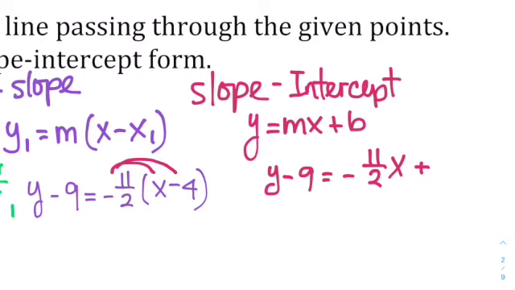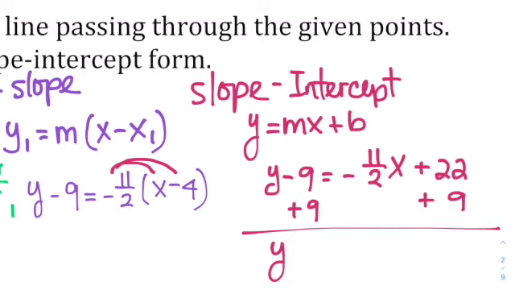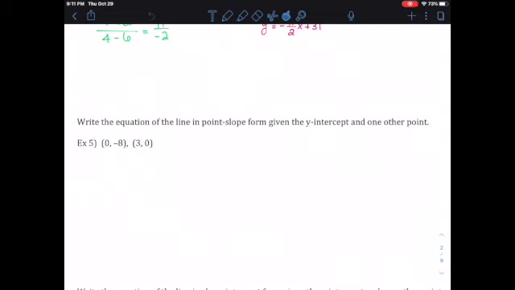You can cancel out if you want to, or you can multiply 11 times 4, which is 44 over 2. 44 over 2 is just 22. Plus 9 on both sides. Your equation is y equals negative 11 over 2x plus 31, and that will be your slope-intercept form.